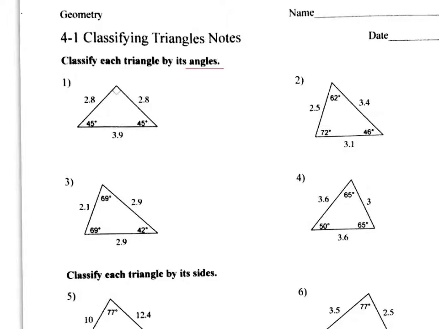Now, when we talk about angles in a triangle, there are 4 different types of triangles. There's what's known as an acute triangle. That means all the angles are less than 90 degrees. There's an obtuse triangle, and that's where one angle is greater than 90 degrees. There's a right triangle, in which case one angle is 90 degrees or a right angle.